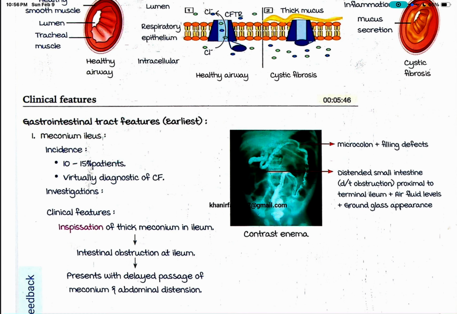Contrast enema shows microcolon plus filling defects, distended small intestine due to obstruction proximal to the terminal ileum, plus air fluid levels plus ground glass appearance.